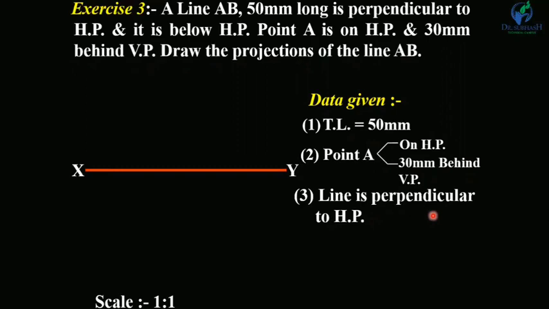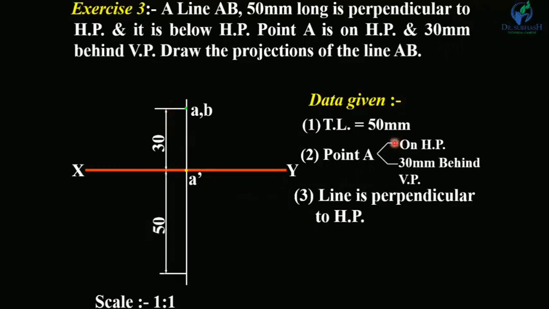First of all, draw XY line and mark the position of point A. Draw perpendicular line to XY. So point A is on HP, that means A dash is on XY line, and 30 mm behind VP means its top view A is 30 mm above XY line. Okay, so you can see this point A and B, line is perpendicular to HP, that's why its top view is a point. So A and B, both the points are at 30 mm above XY line.